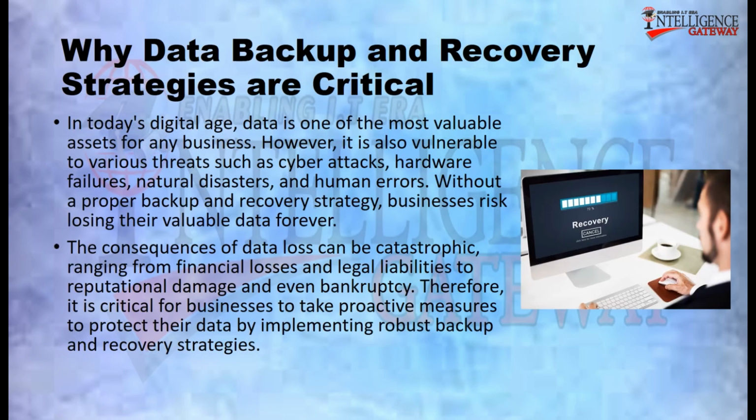Why data backup and recovery strategies are critical. In today's digital age, data is one of the most valuable assets for any business. However, it is also vulnerable to various threats such as cyber attacks, hardware failures, natural disasters, and human errors. Without a proper backup and recovery strategy, businesses risk losing their valuable data forever.